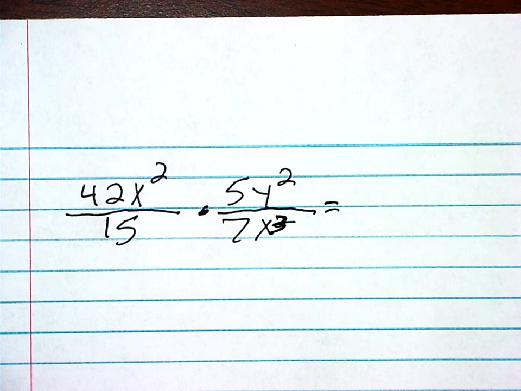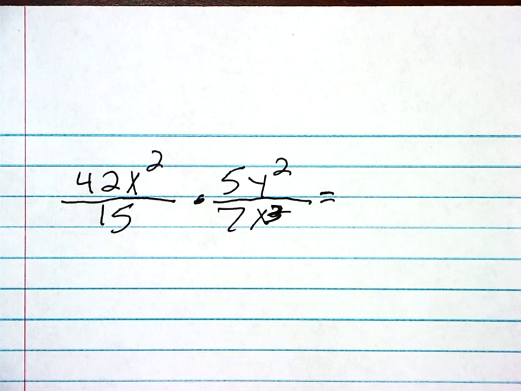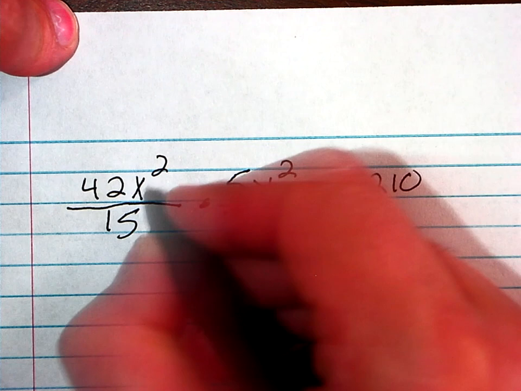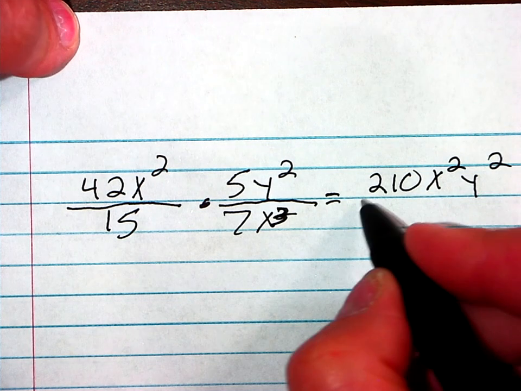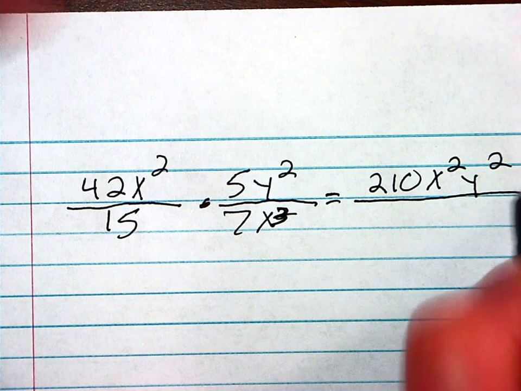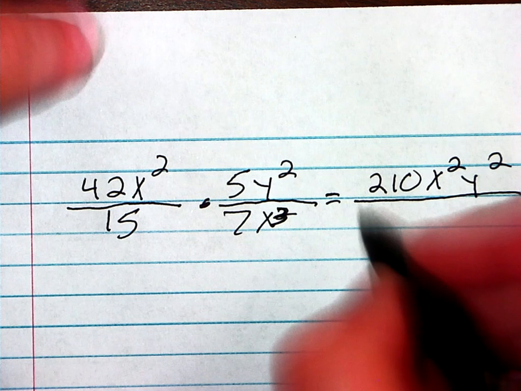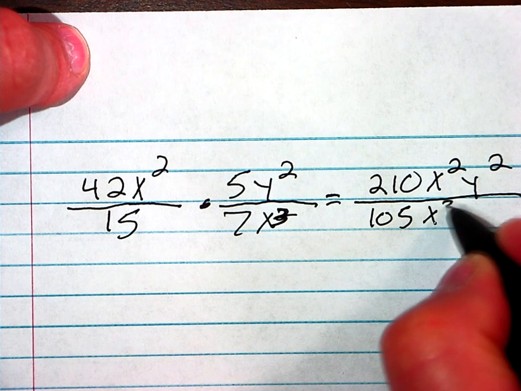Another way you could have done this, which might be easier for you and still gets the correct answer, is to multiply straight across. 42 times 5 is 210. x squared, y squared, over 15 times 7, which is 105. And the only thing I have on the bottom is an x cubed.